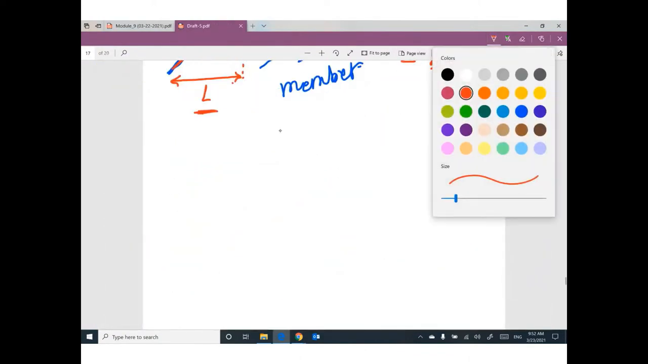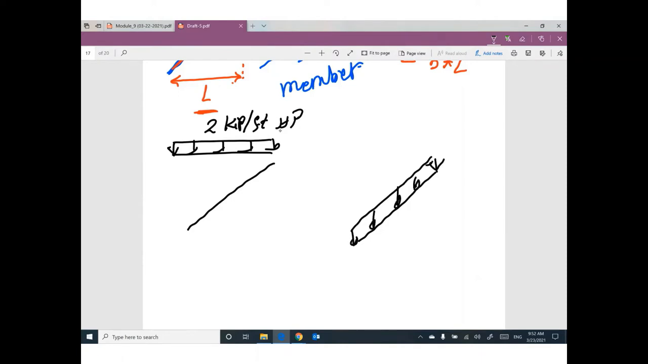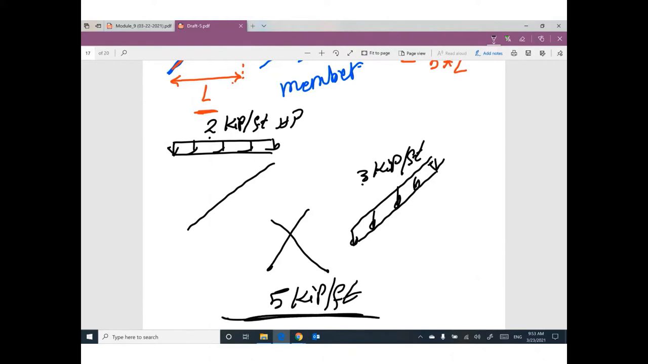by the way, if you have a member, the same member, under the effect of 2 kip per foot horizontal projection, and we have an inclined projection force of 3 kip per foot, I cannot add 2 plus 3 equals 5 kip per foot. It doesn't make any sense. I cannot add a distributed load that is horizontal projection to a distributed load that is inclined projection until I convert one to the other.